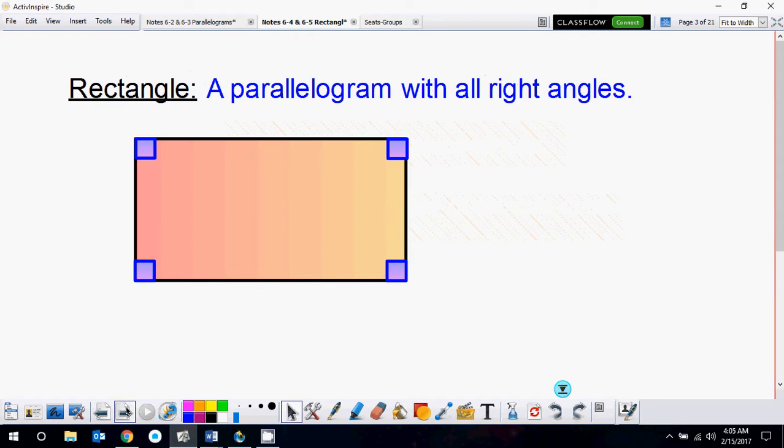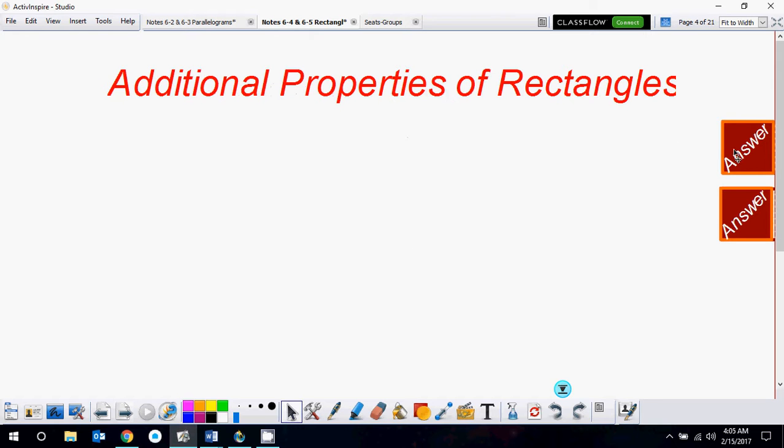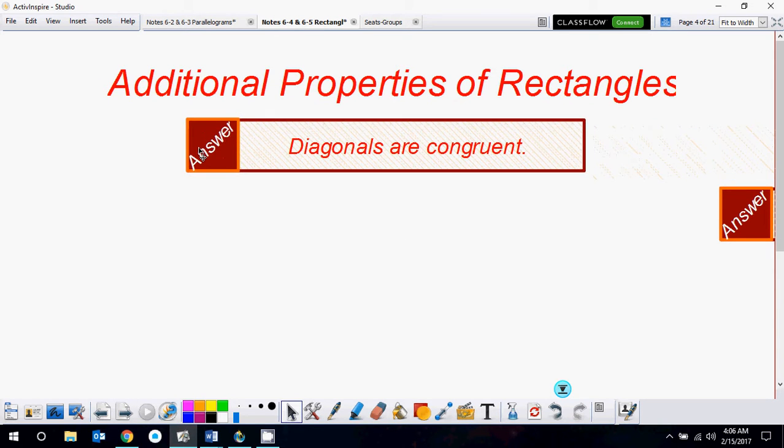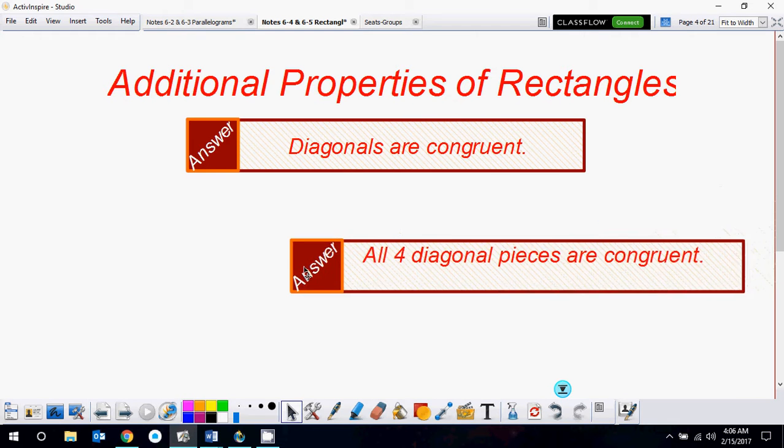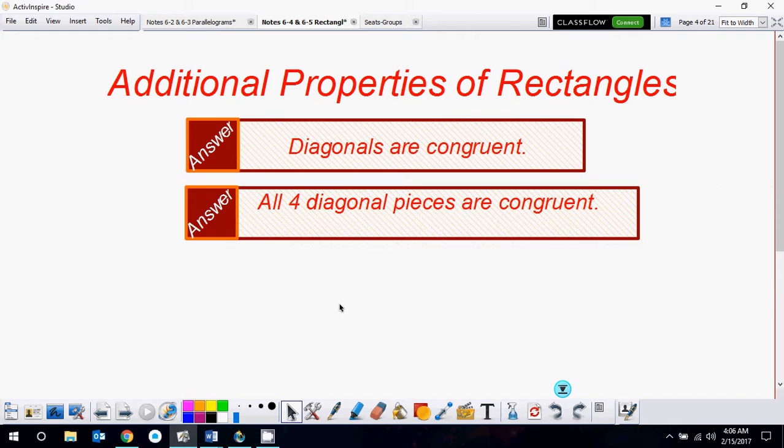For a rectangle, remember it's a parallelogram with 4 right angles, and you should have had that the diagonals were congruent. And this is probably the most used property in the real world. If you're trying to make sure a door frame is actually a rectangle, they'll take the tape measure and measure the diagonals to make sure that they're congruent. If so, they know they've got a rectangle. And then all 4 diagonal pieces end up being congruent because of that.